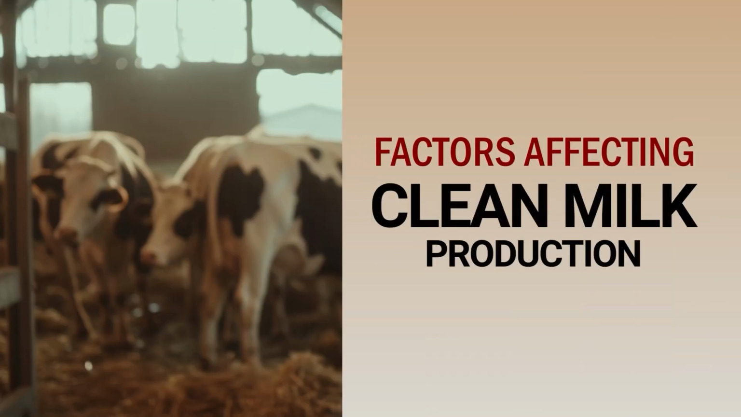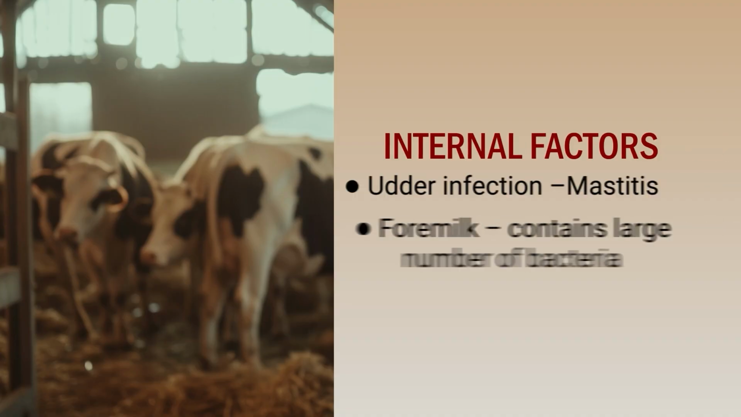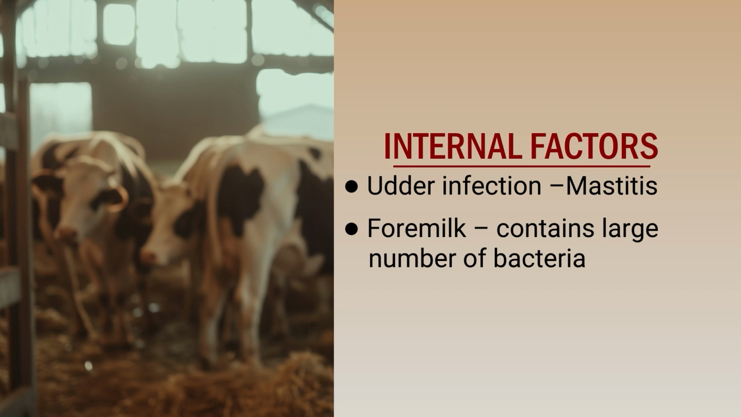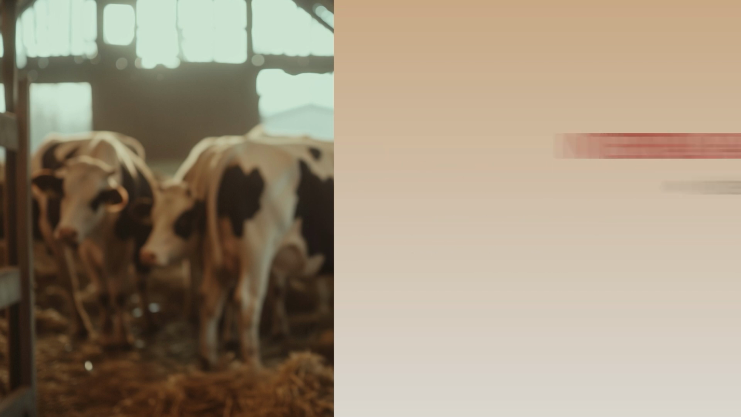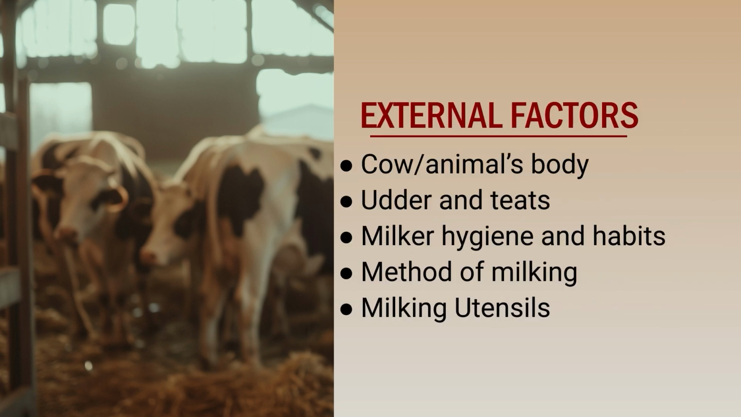Now what are the factors which affect clean milk production? We divide into two groups, internal factors and external factors. Internal, that is udder infection, and normally the milk contains a large number of bacteria. External factors, which we can largely control, are animal body, udder and teats should be clean, the milker should have hygiene habits, he should wash his hands, method of milking, milking utensils, milk storage utensils, feed and water, and milking environment.